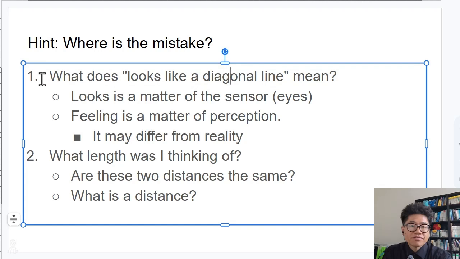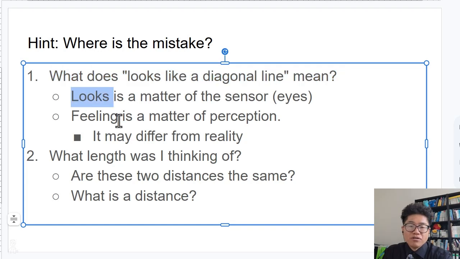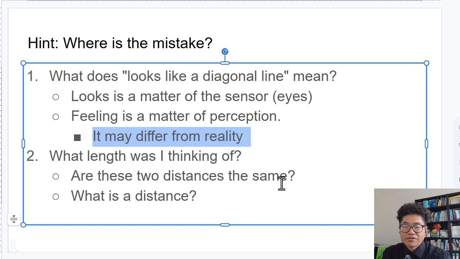I have a few hints. First hint: think about what it means to look like a diagonal line. Looks is about the sensor, the eye. Human vision is amazing to me, but it has limits, and things are not always as they appear. You see illusions everywhere. Feeling is a matter of perception. It may differ from reality.